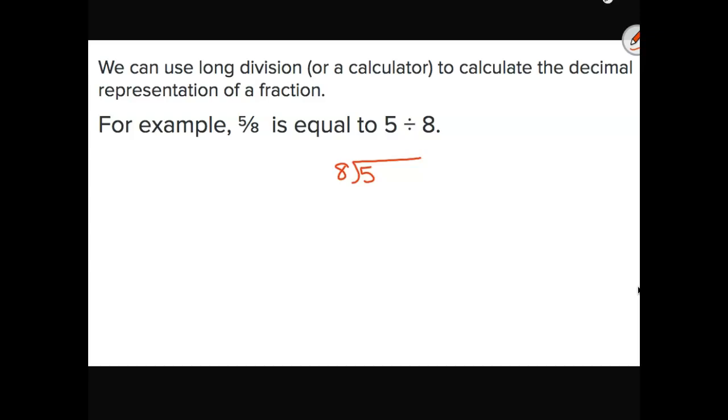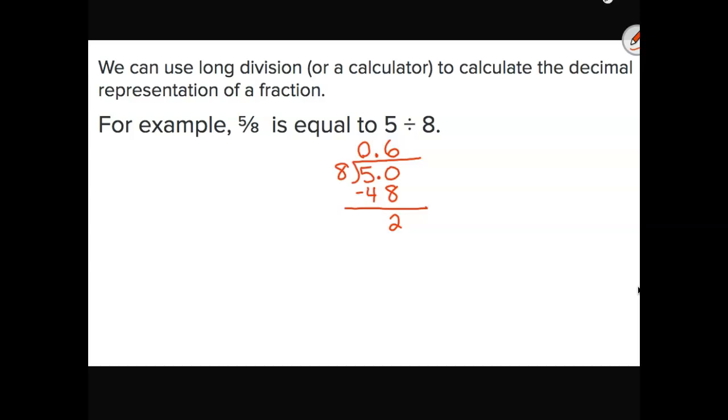And when we're trying to figure out how many times 8 goes into 5, you may recall you add a decimal point and a 0. Since 8 doesn't go into 5 any times, you can put a 0 there. And then 8 goes into 50. Well, 8 goes into 50 6 times, so you place your 6 above. And then you multiply 6 times 8, and you get 48. You recall you're going to subtract here. 50 minus 48 is 2.